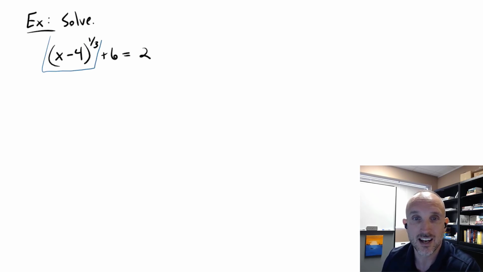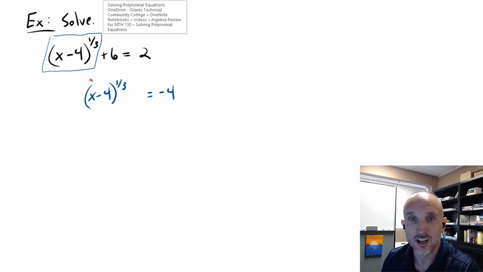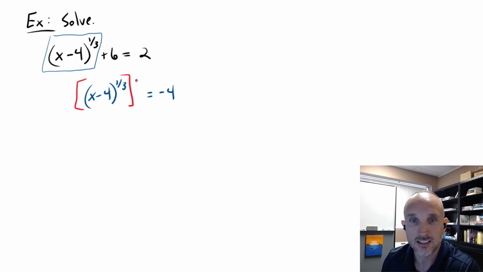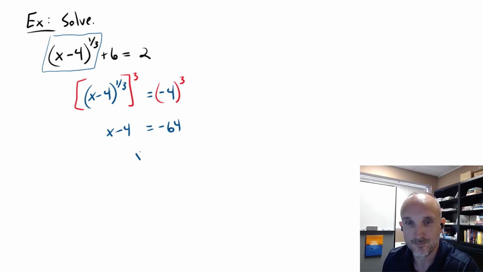So I'm going to get this guy by himself first by subtracting 6 over, which leaves me a negative 4. And then to undo a 1/3 power, I need to raise it to the third power, because the exponents will multiply here, and 1/3 times 3 is 1. But if I do that on the left side, I have to do it on the right side as well. So on the left side, I just get x minus 4 to the first power, and on the right side, I get negative 64. Adding 4 over, I get negative 60.